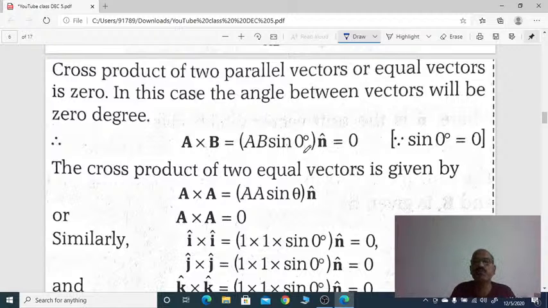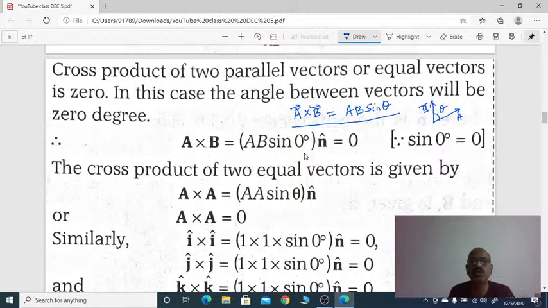So now come to the cross product. If the two vectors, A vector and B vector, make an angle theta, then the cross product A vector cross B vector is equal to AB sin theta. Keep in mind the cross product of the two vectors: if vector A and vector B make an angle theta between them, then A cross B equals AB sin theta.